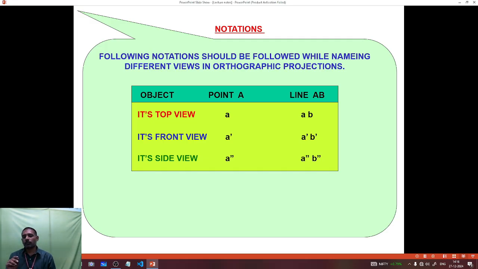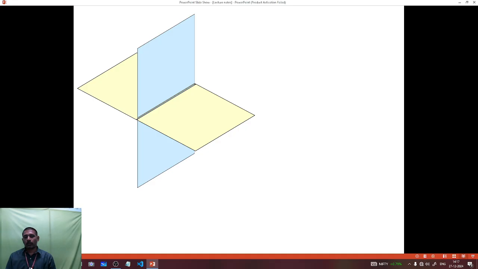Suppose we are going to draw a straight line AB. The top view is located on the horizontal plane, denoted as small letter a and small letter b. The front view is small letter a dash and small letter b dash. See the vertical plane, already I told VP. The blue color sheet is the vertical plane. The biscuit color sheet is the horizontal plane, HP, and the vertical plane is denoted as VP.